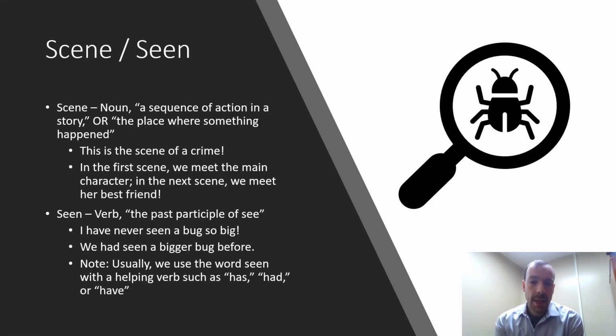Seen and scene. Scene, spelled with that silent C, S-C-E-N-E, is a noun for a sequence of action in a story or the place where something happened. This is the scene of a crime. In the first scene, we meet the main character. In the next scene, we meet her best friend. It's a story word or a location word. Seen, spelled S-E-E-N, is a verb, the past participle of see. I have never seen a bug so big. We had seen a bigger bug before. Usually we use this word with a helping verb, has, had, or have, something like that.